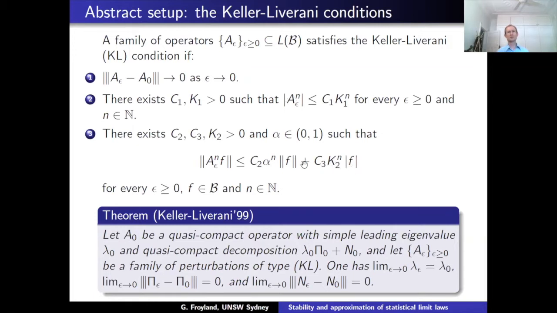So if you have all these things, then you have the following theorem. If you're quasi-compact with a simple leading eigenvalue, you have this nice decomposition for the zeroth, the unperturbed operator. And then you have a family of perturbations that satisfy the three conditions above. Then the top eigenvalue of the perturbed operator converges to the unperturbed one. And the same thing for the rank one projection and the remainder operator, all in the triple norm. So that's all very nice.